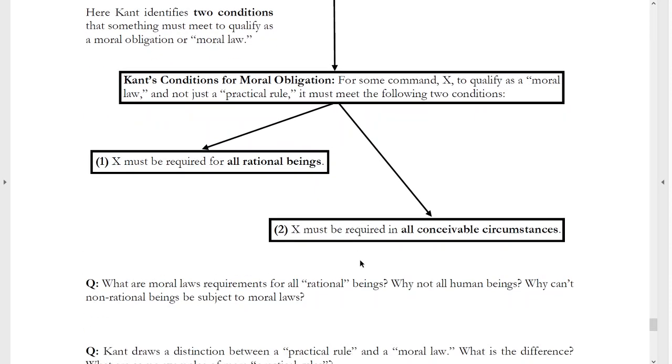And secondly, not only are moral rules required for all rational beings, they must also be required in all conceivable circumstances. They aren't conditional, right? It's not such that, don't lie unless it would make the other person feel bad, or don't lie unless telling the truth will bring about a lot of harm. No. If it's a moral rule, it always has to be followed. And that really is the foundation of Kant's moral absolutism.